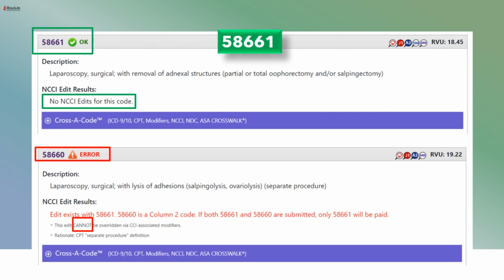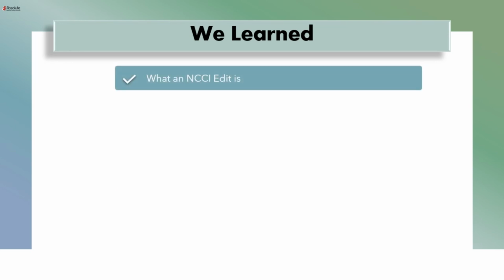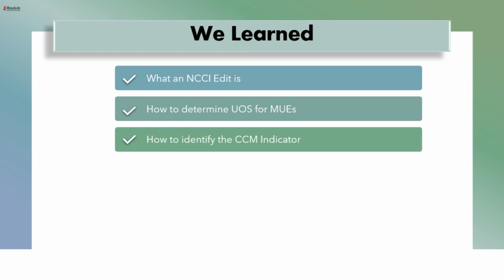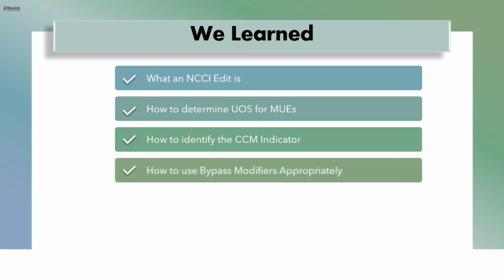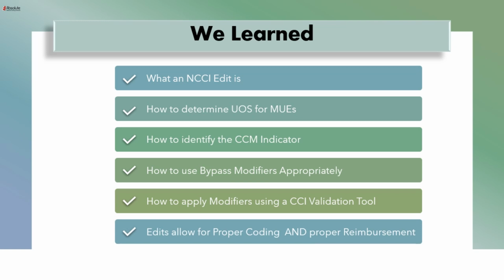And guess what? That concludes our session. Let's summarize what we learned today. So today we learned what an NCCI edit is. We learned how to determine units of service for medically unlikely edits and how to identify the correct coding modifier indicator. We learned how to use bypass modifiers appropriately and how to apply modifiers using a correct coding initiative validation tool. And we learned that edits allow for proper coding and proper reimbursement.